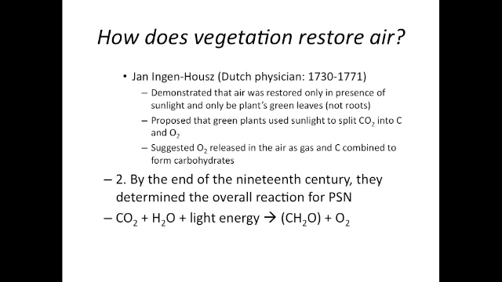So then by the 19th century, they determined that the overall process for photosynthesis was CO2 plus water plus light energy yields CH2O plus oxygen. Now this is an empirical formula for sugar. If you put a 2 or 3 out in front, you can pretty much form any sugar out there.